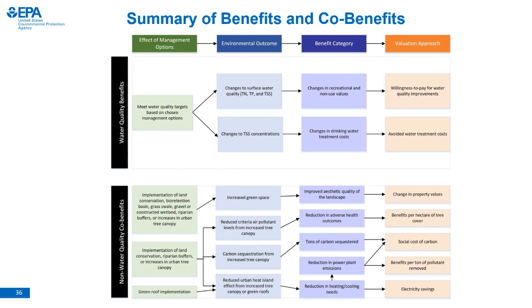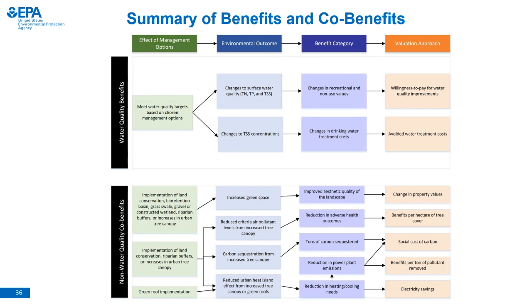If we just look at changes in total suspended sediment concentrations, those can be related to changes in drinking water treatment costs and avoided water treatment costs, and a value placed on those. If we look at a variety of measures that tend to increase green space, these include things like land conservation, green infrastructure, riparian buffers, or increases in urban tree canopy. These tend to improve the aesthetic quality of the landscape, and we can actually quantify estimated increases in residential property values associated with that increase in green space.